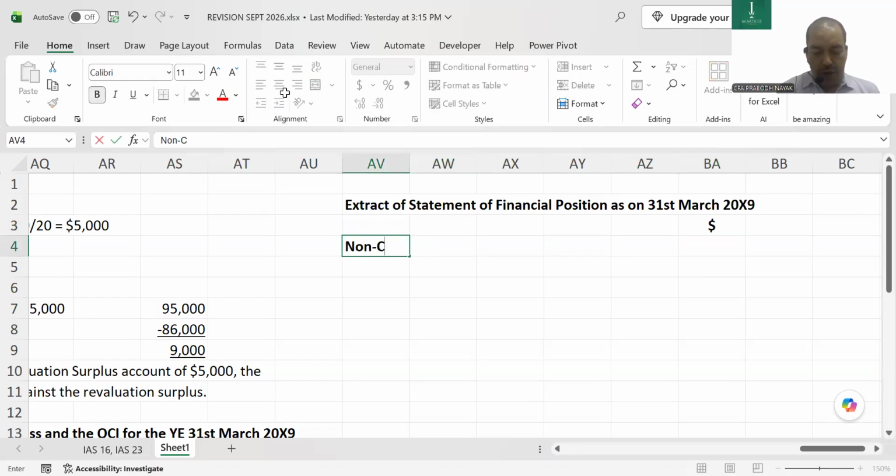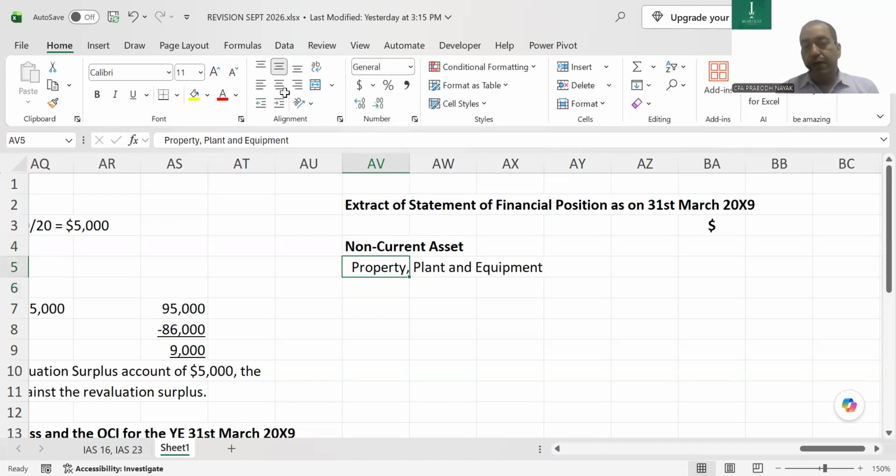Starting with non-current assets. It's like starting with fixed assets. Fixed assets is a non-current asset. What do we start with? Property, plant and equipment.